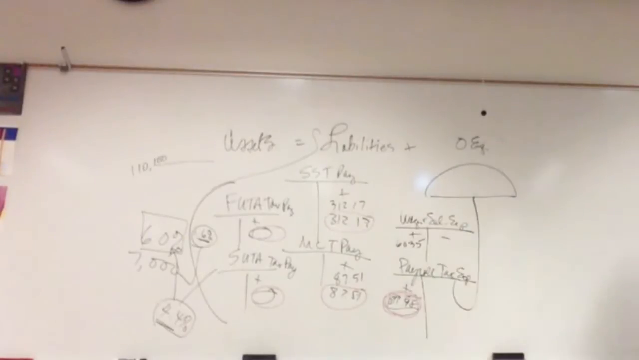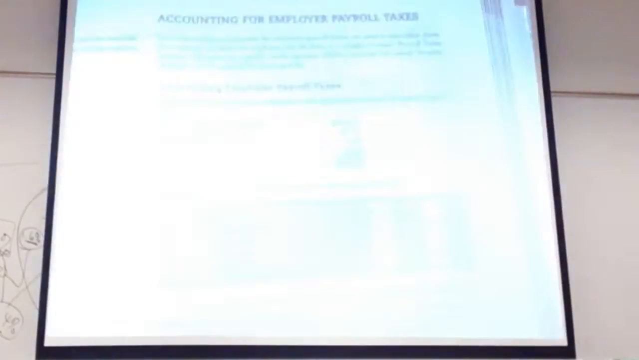You want to see what that looks like? Yes, please. So your journal entry then would be payroll tax expense, and then all of those payments. Your Social Security tax payable, Medicare tax payable, and so on. And that is taxes that you must pay just because you have employees working for you.